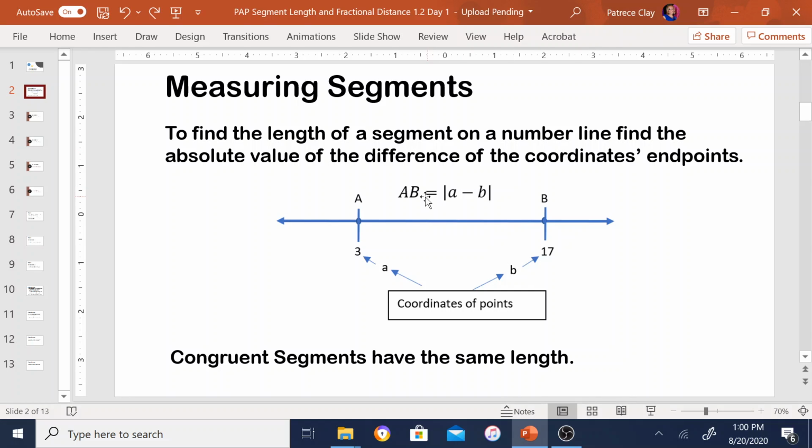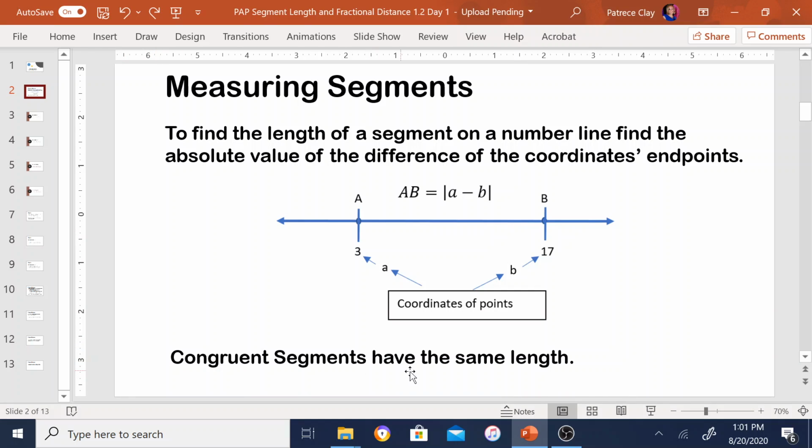Let's use our number line that we have here. Segment AB is equal to the absolute value of A minus B. So, the number 3 is representing the number A, and B is represented by the number 17. So 3 minus 17 is 14. Because we're using the absolute value, the length of the segment is 14.